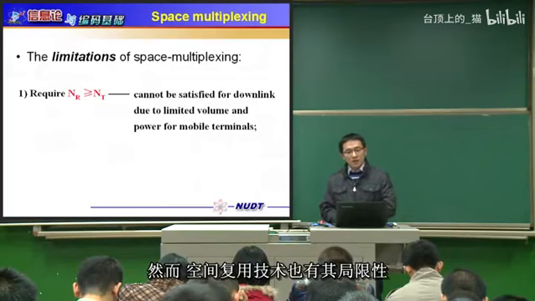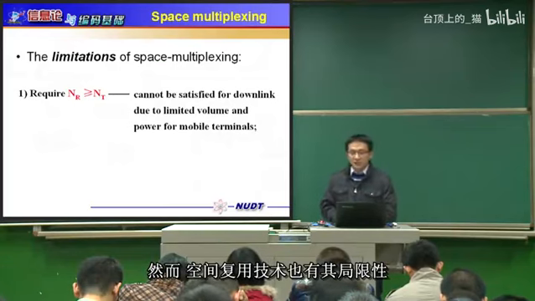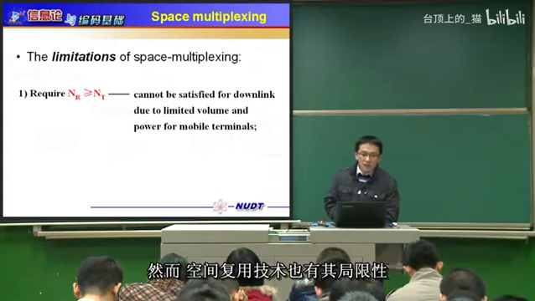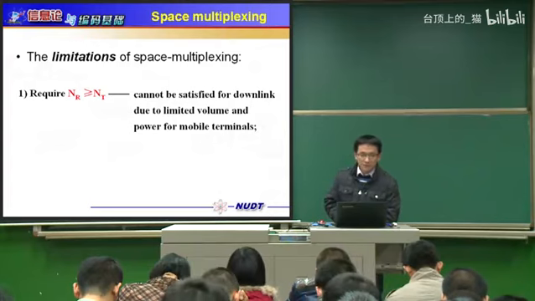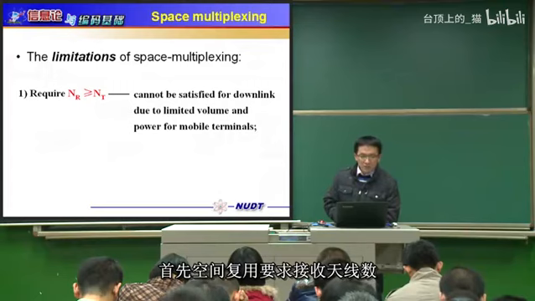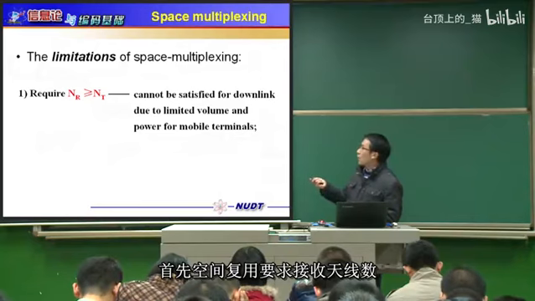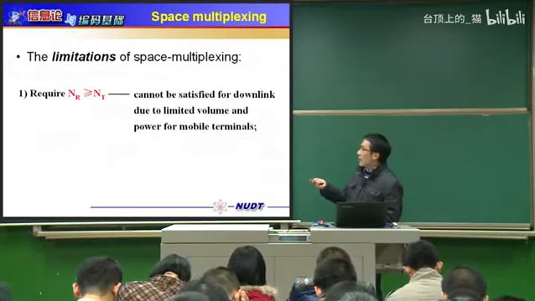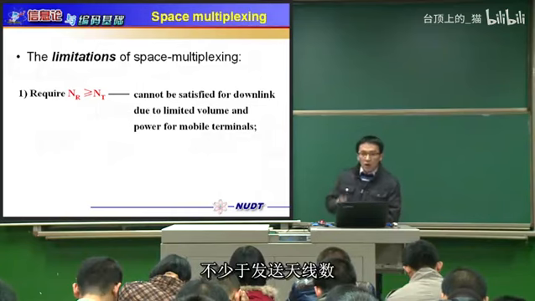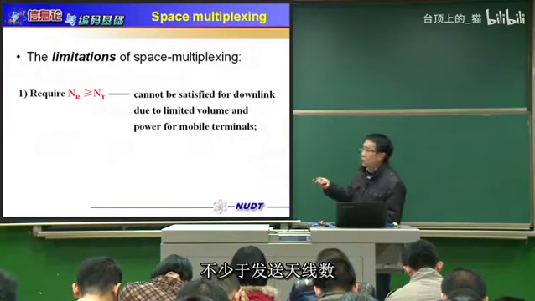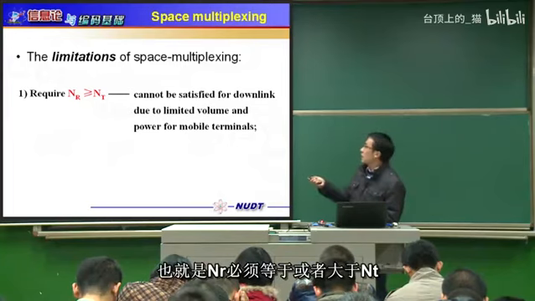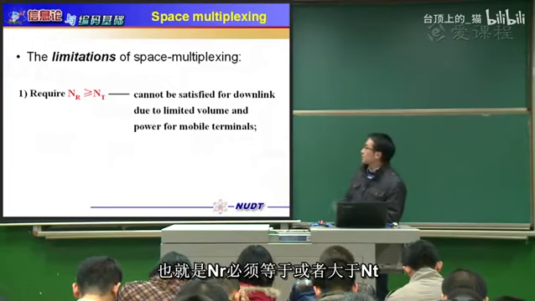However, the space multiplexing scheme also has limitations. First limitation, space multiplexing requires the number of receive antennas to be no less than the number of transmit antennas. So NR is equal to or more than NT.